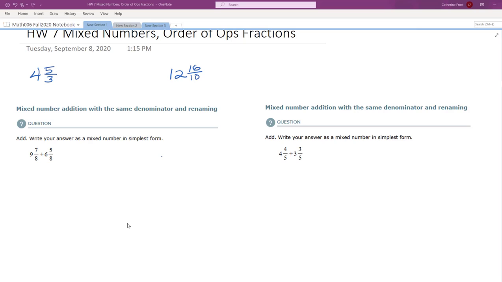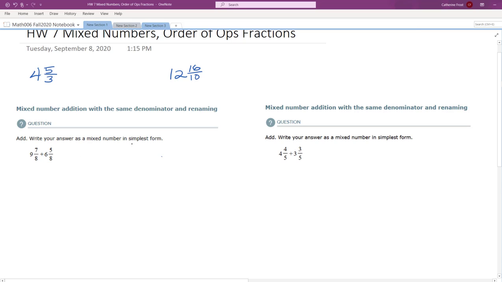Homework 7 is kind of half mixed numbers, half order of operations with fractions. With mixed numbers, when you're adding or subtracting them, you can end up having to, Alex calls it renaming. That to me is sort of an old-fashioned way of saying regrouping. So we're going to see how we might get an answer when we add that we have to regroup.